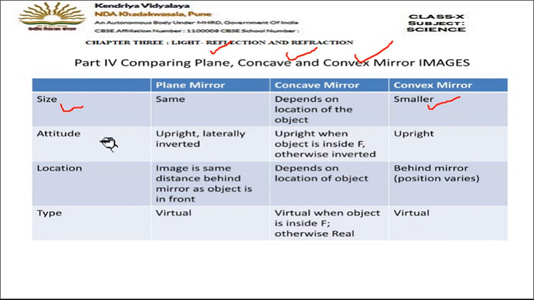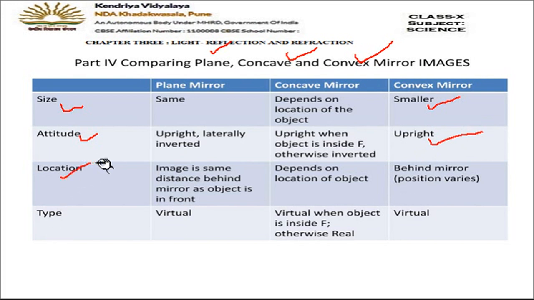Now, attitude. Attitude means the nature of the image. In a plane mirror, it is upright, that means erect and virtual, and laterally inverted, meaning left appears right and right appears left. Now, in a concave mirror, what happens? It is upright when the object is inside F, when the object is very close, that is, between F and P. Then it is virtual and erect. Otherwise, it is real and inverted. But in case of a convex mirror, it always forms a virtual and erect, that means upright, image.